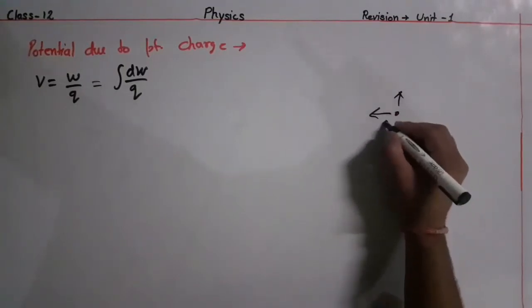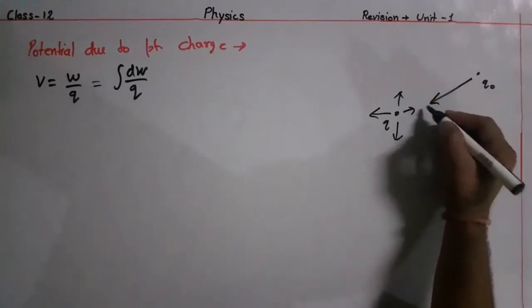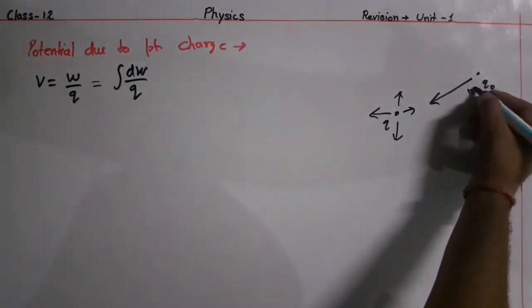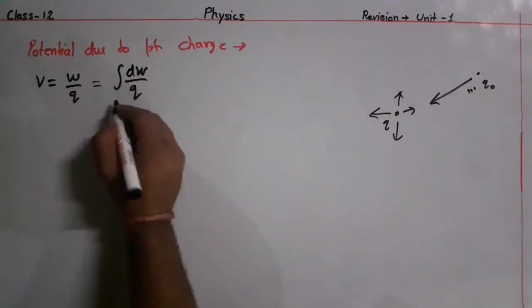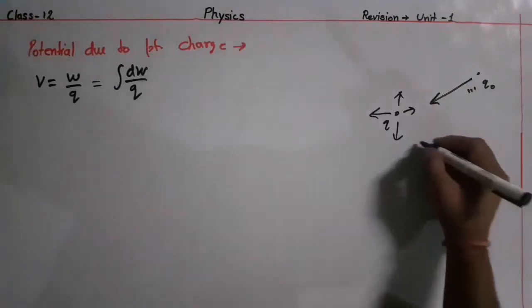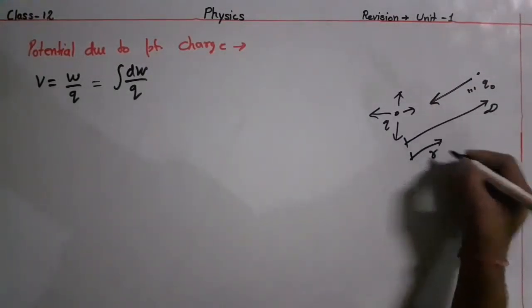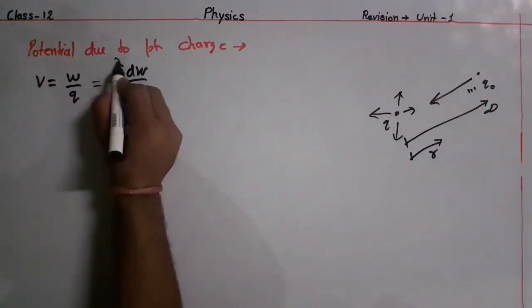Take this as Q, and this is our test charge Q naught, and we are moving it against this electric field. So we are going to find out the work done on these small intervals, and we will do an integration to add them all, and we are going to take our test charge particle from infinity to a distance r. So the limit of integration will be infinity to r.